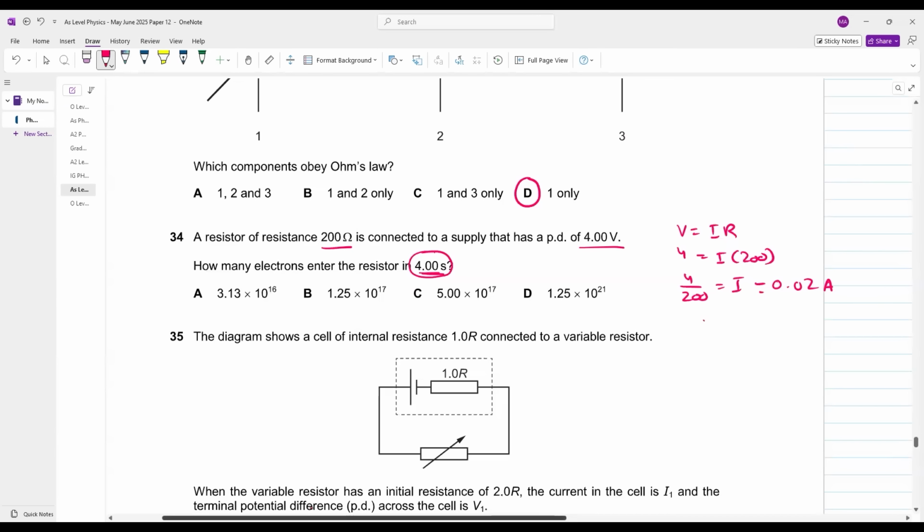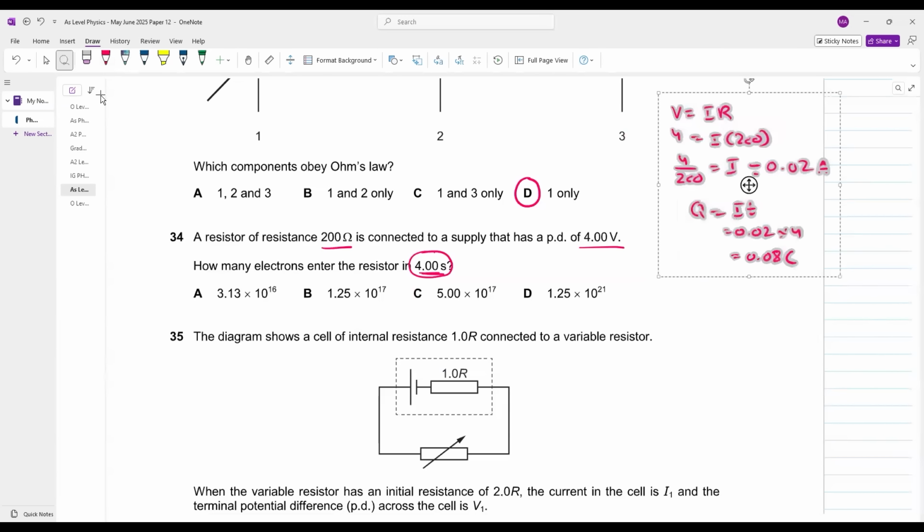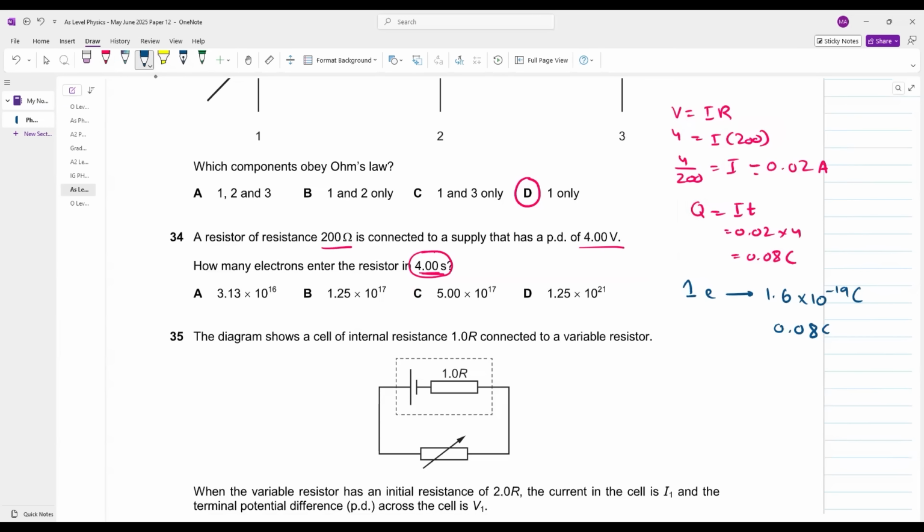What will be the charge passing in 4 seconds? Current, that is 0.02 into 4, that is 0.08 coulombs. This is the charge that passes through in 4 seconds. If one electron carries a charge of 1.6 into 10 to the power of minus 19 coulomb, 0.08 coulombs of charge, कितने electrons carry करेगा? Cross multiply, 0.08 divided by 1.6 into 10 to the power of minus 19. कितने number of electrons आ गए भाई? बताओ भाई जरा.